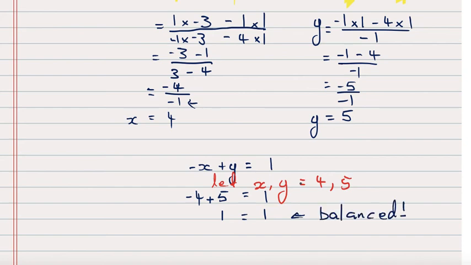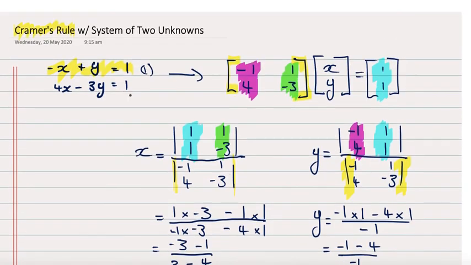Therefore, we have the right solutions, a set of solutions for variables x and y for this system up here. So this is how we would use something called Cramer's rule to help us solve the unknowns to a set of linear equations.